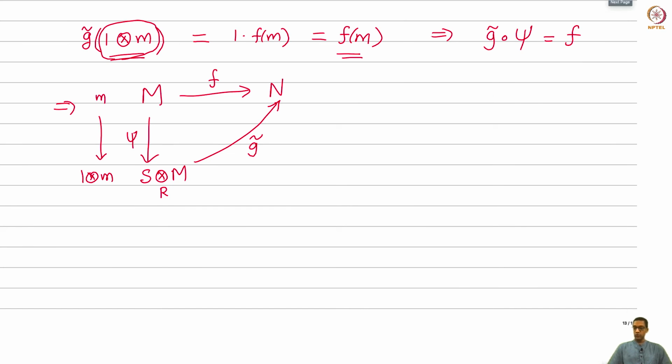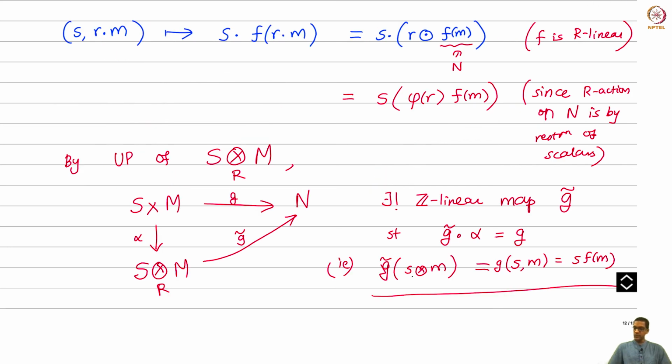Okay, good. So now, what do we have to show? We have to show that G tilde is in fact S-linear. That's the last part. So we need to show G tilde is S-linear. Okay, so let's prove that. How does G tilde work? What was G tilde? It was a Z-linear map, right? And in fact, we know what G tilde does to a general S tensor M. It maps it to S F of M.